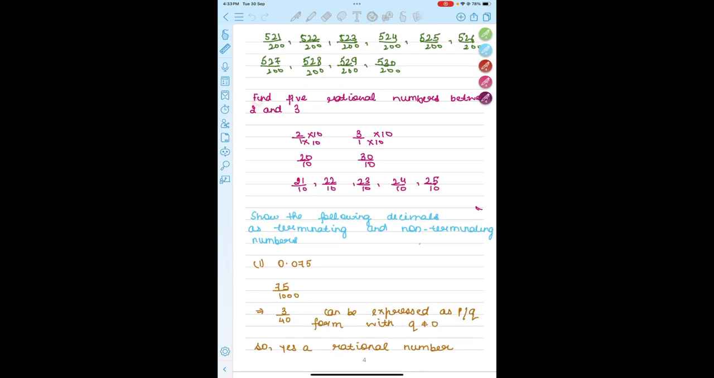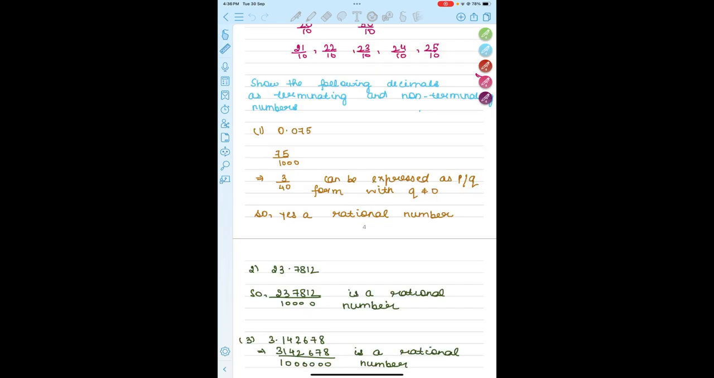Similarly, we come to the next question. It is five rational numbers between 2 and 3. So 2 can be expressed as 2 by 1, 3 can be expressed as 3 by 1. Now they are already like fractions because their denominator is same. So we can multiply by 10 again. So it will be 20 by 10 and 30 by 10 respectively. Now we can easily insert 5 rational numbers: 21 by 10, 22 by 10, 23 by 10, 24 by 10 and 25 by 10.